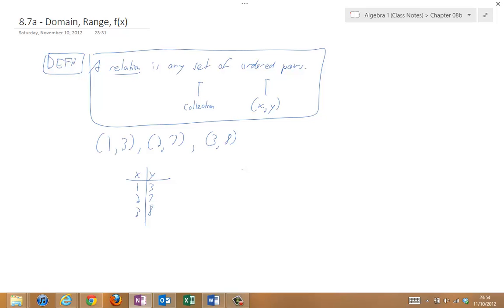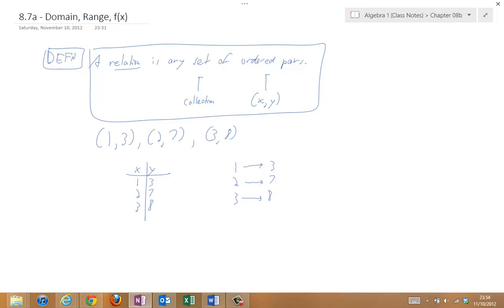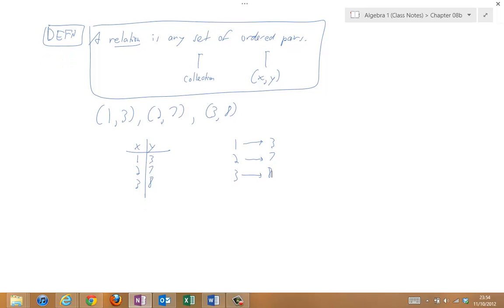I can also represent that with a diagram. I'll put 1, 2, 3, I'll put 3, 7, 8, and I'm going to match. 1 goes to 3, 2 goes to 7, 3 goes to 8. Those are just a few ways that I can represent this relation. So we characterize all these numbers into whether they go on the left or on the right, whether it's an x or whether it's a y.